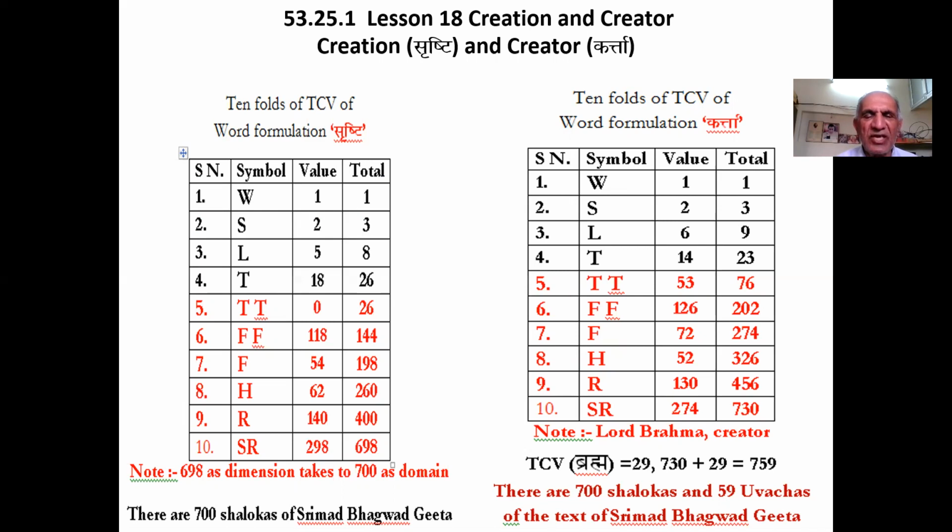The value 698 is 2 less than value 700. The values pair 698 and 700 is of the format of dimension and domain. We know value 700 is parallel with the value of 700 shlokas of Srimad Bhagavad Gita. Therefore, the formulation Srishti, as is of these inner 10 folds, unfolds its value as 698, parallel with the dimension for the domain 700.